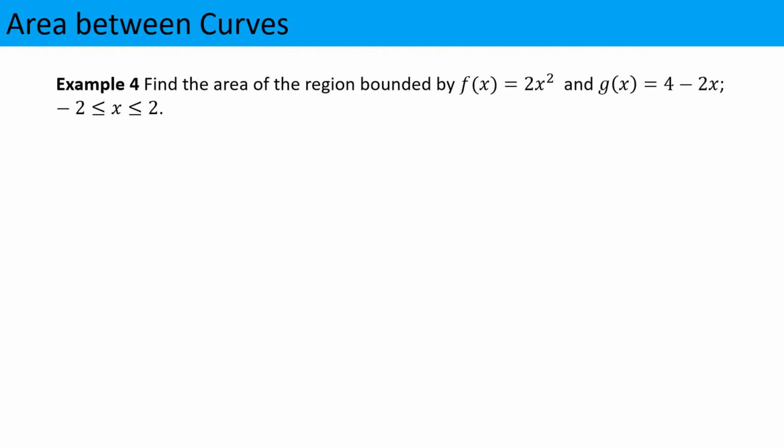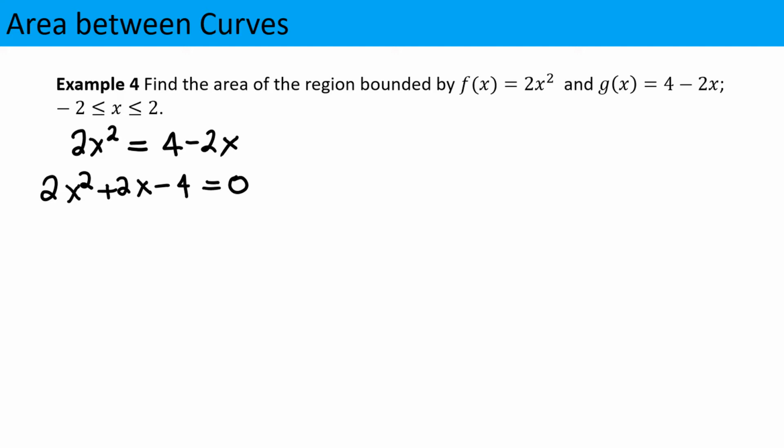That is, we will set f(x), which is 2x², equal to g(x), which is 4 − 2x. To solve a quadratic equation, we want to set that equal to 0. So I'll subtract the terms on the right-hand side to the left. So I'll have 2x² minus negative 2x would be plus 2x, minus 4 is just minus 4. That's equal to 0.